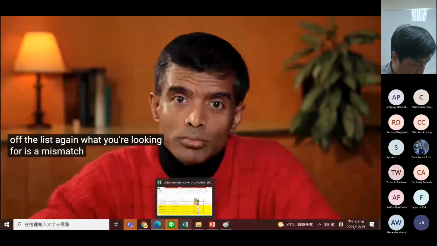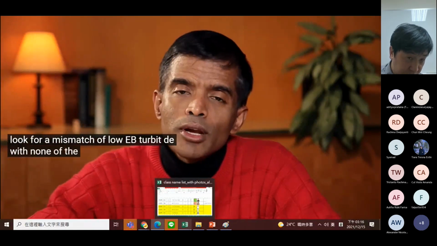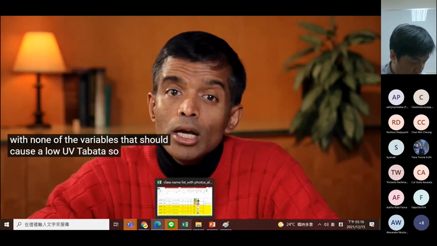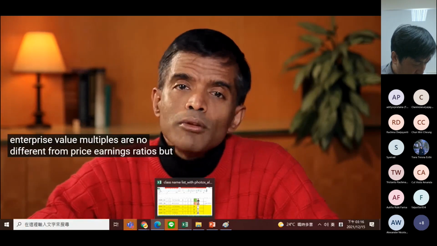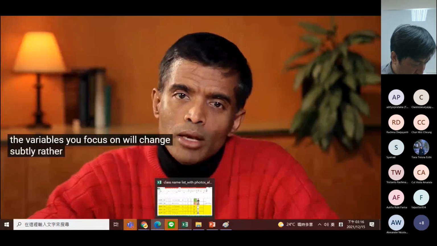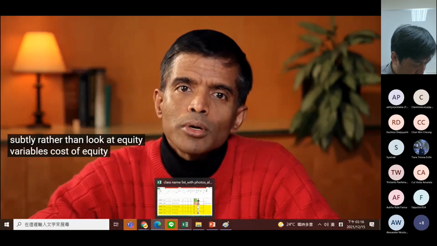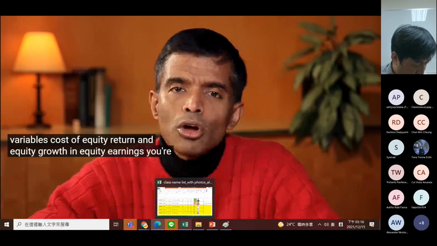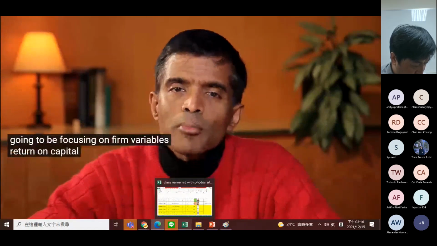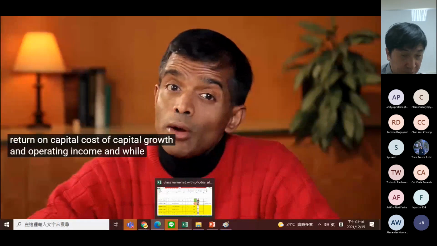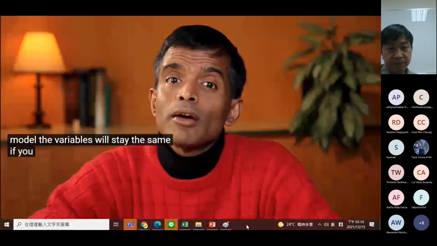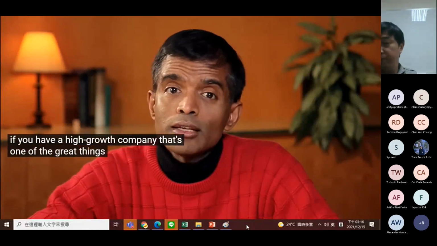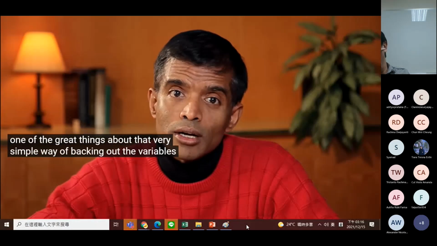Again, what you're looking for is a mismatch. As with PE ratios, look for a mismatch of low EV to EBITDA with none of the variables that should cause a low EV to EBITDA. So in summary, enterprise value multiples are no different from price earnings ratios, but the variables you focus on will change subtly. Rather than look at equity variables, cost of equity, return on equity, growth in equity earnings, you're going to be focusing on firm variables, return on capital, cost of capital, growth in operating income. And while the equation we used was a stable growth model, the variables will stay the same if you have a high growth company. That's one of the great things about that very simple way of backing out the variables.